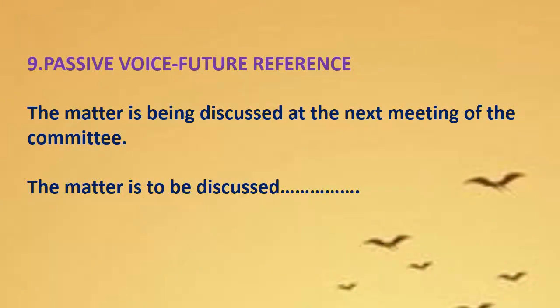Now children, passive voice, future reference. The matter is being discussed for the next meeting of the committee. The matter is being discussed. It is present progressive. So the matter is being discussed. It is in passive voice also, children. The matter is to be discussed. So this is all about the passive voice, future reference. When passive voice refers to the future, in that case present progressive is used.